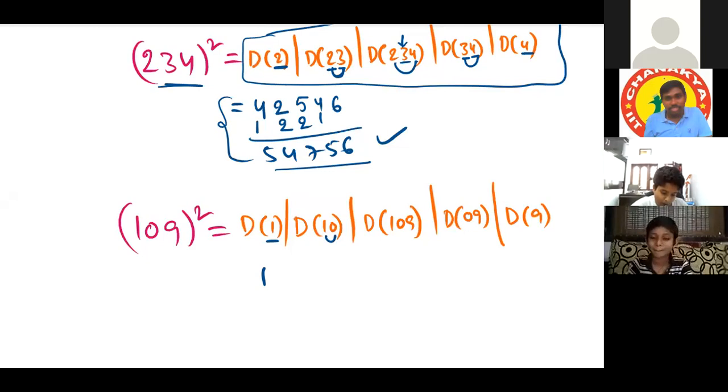10 duplex is how much? So 10 duplex is 2 into 1 into 0, which is 0. Okay, sir. And then 109 duplex is 2 times 1 into 9, that is 18. And the middle digit square, we can ignore, 0. Okay, sir. Overall, it is 18.